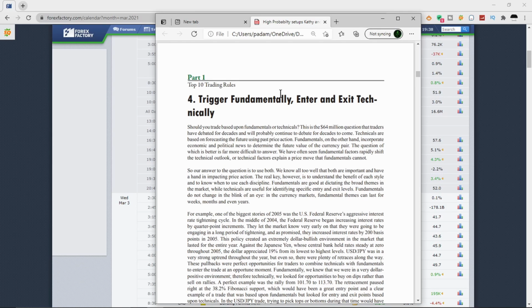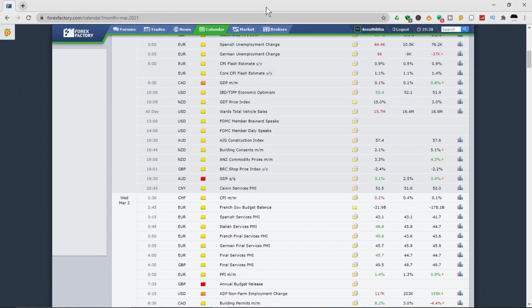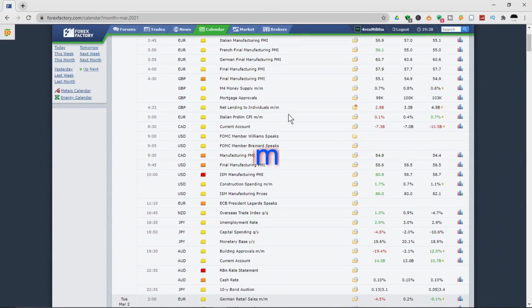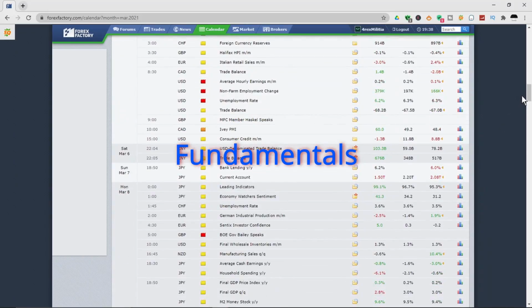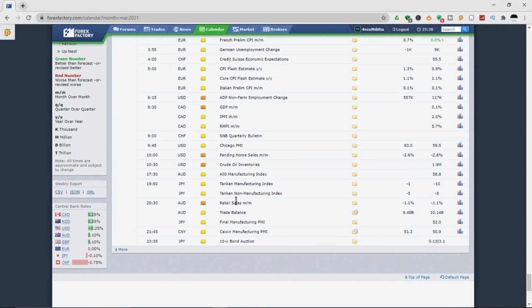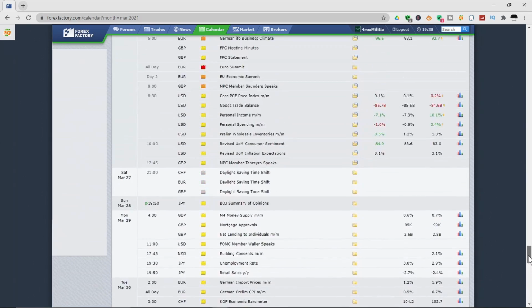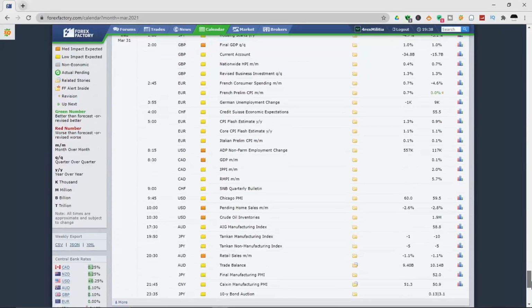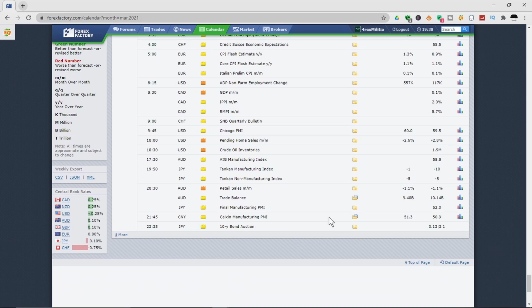for a swing trader or a position trader, fundamental analysis may come in very handy. And of course, where I get my fundamentals is from Forex Factory. It's the site where a lot of people basically get their fundamentals, but you can get it from anywhere. There are so many forex sites that will give you the news. It's on FX Book, it's on FX Blue. But this is the site where I started, and I felt most comfortable. That basically is my commentary on trigger fundamentally, enter and exit technically.